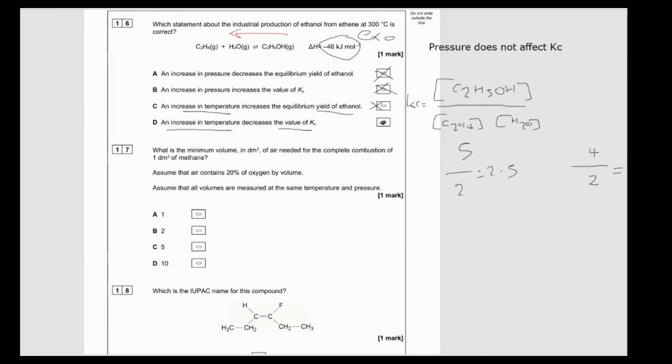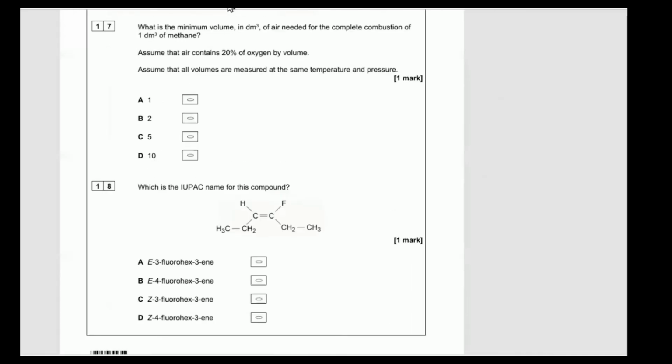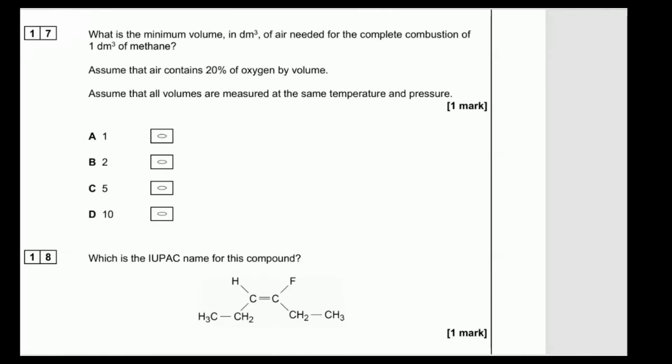Anywho, 17. What is the minimum volume in decimeters of air needed to complete... Oh, that's a bit better. Can read a bit better now. Yeah, what is the minimum volume in decimeters of air needed for the complete combustion of 1 decimeter of methane? Assume that air contains 20% oxygen by volume, so only 20% of the air is oxygen. Assume that all volumes are measured at the same temperature and pressure.